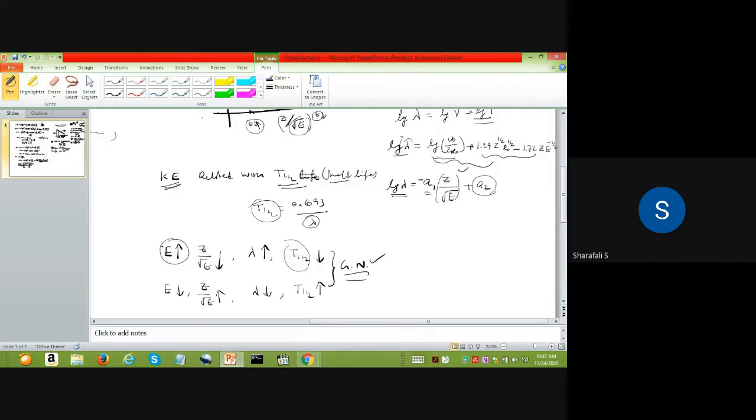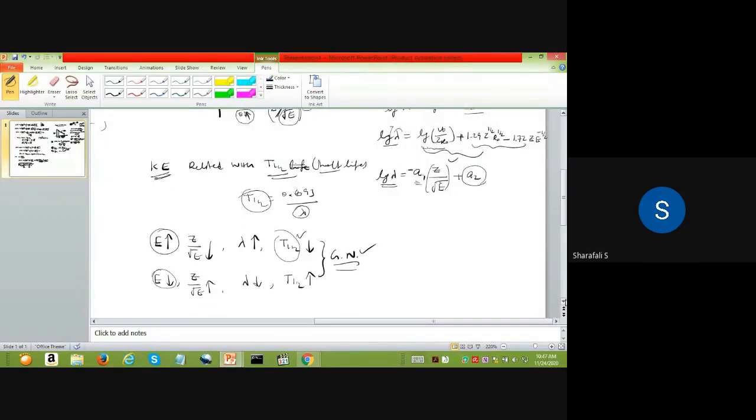If you have higher energy or higher kinetic energy alpha particle coming out, then it will have smaller half-life. If you have smaller energy, then it will have higher half-life. This is very easy to understand from the previous figures.